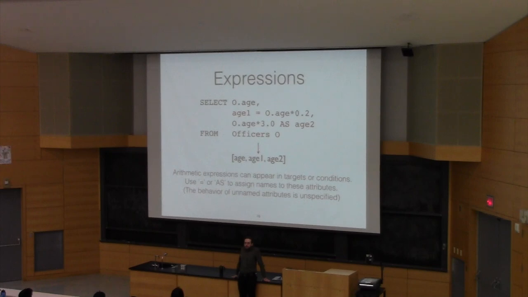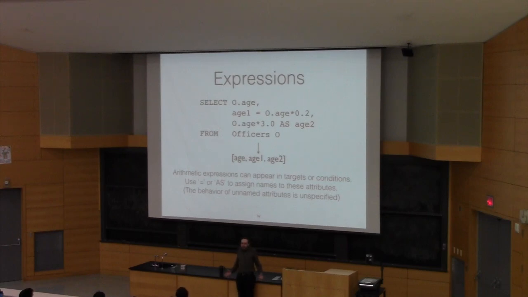All right. So we've talked about sources. Let's talk about expressions, both Boolean and more complex expressions. In the select clause, you can have arbitrary arithmetic, basically any kind of functional expression to compute values that you might be interested in. So for example, I might be interested in 20% of an officer's age. I might be interested in 300% of an officer's age. Maybe I'm in a time travel episode or something.